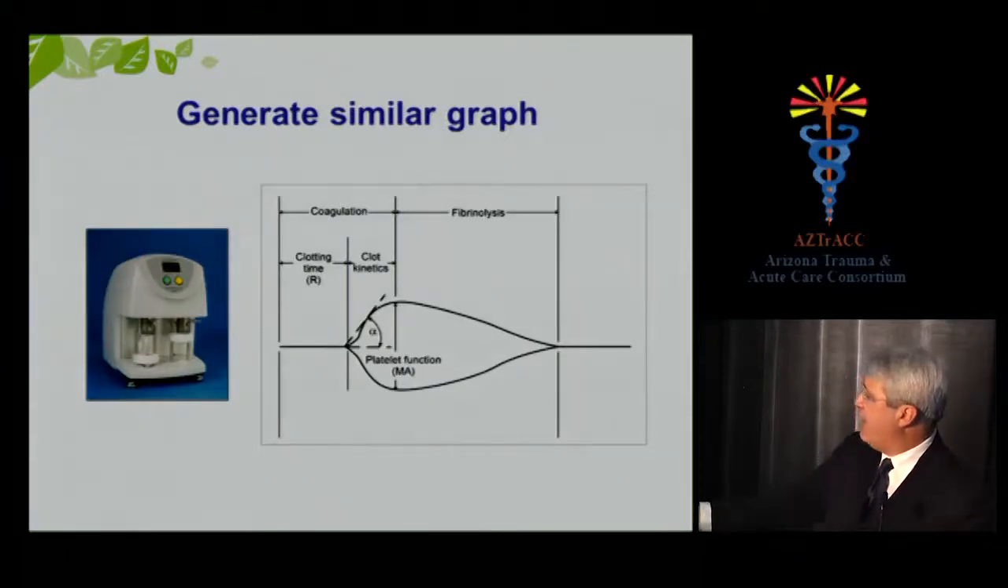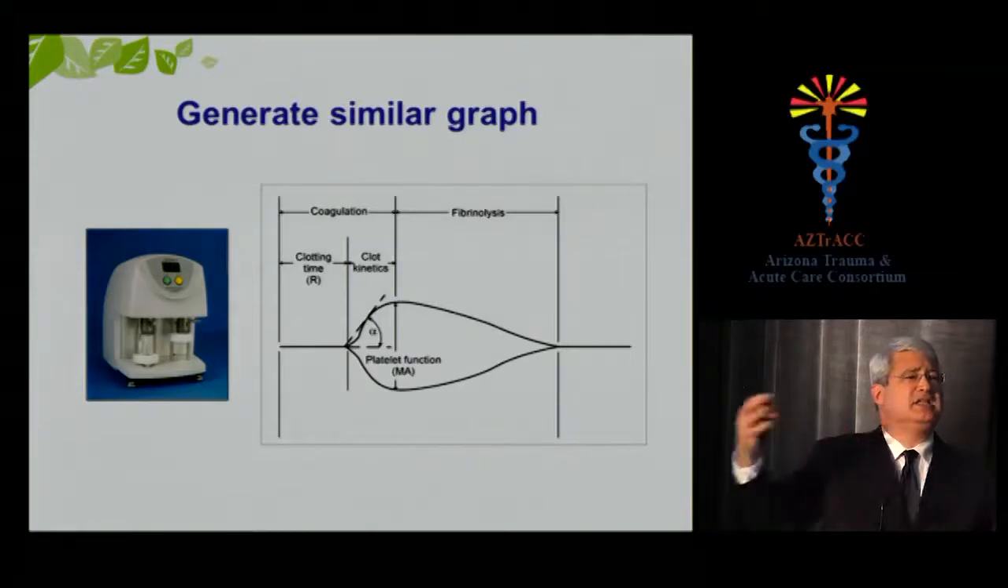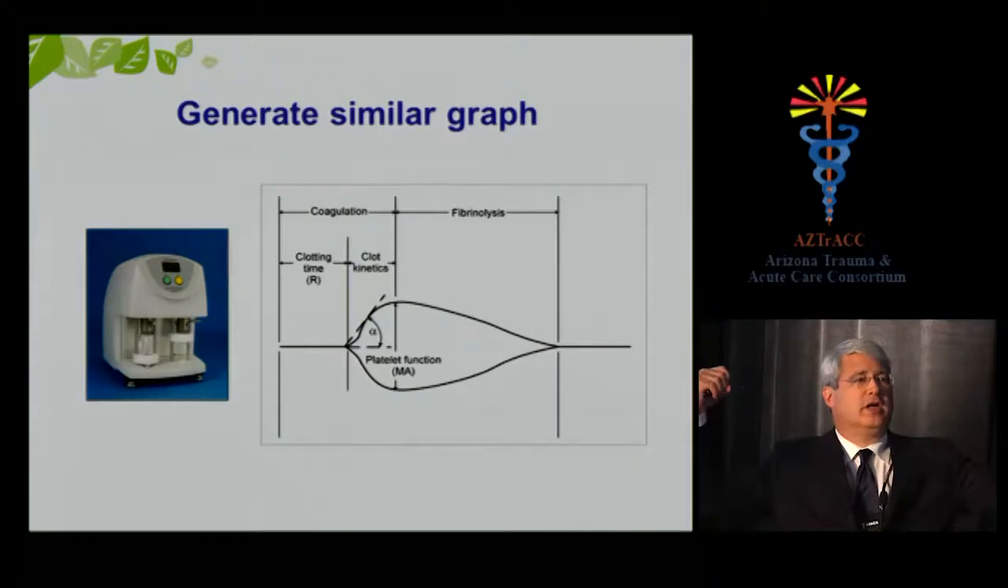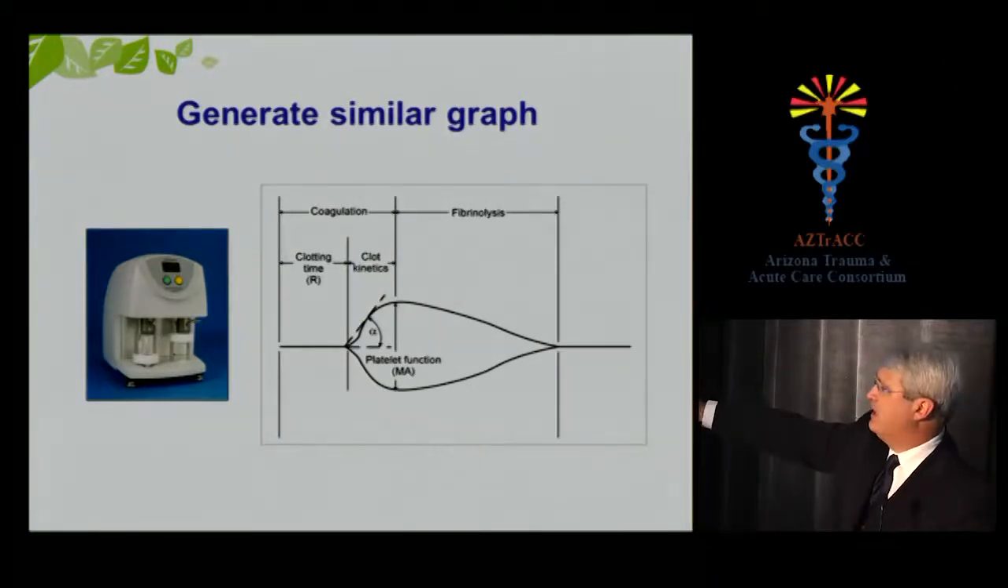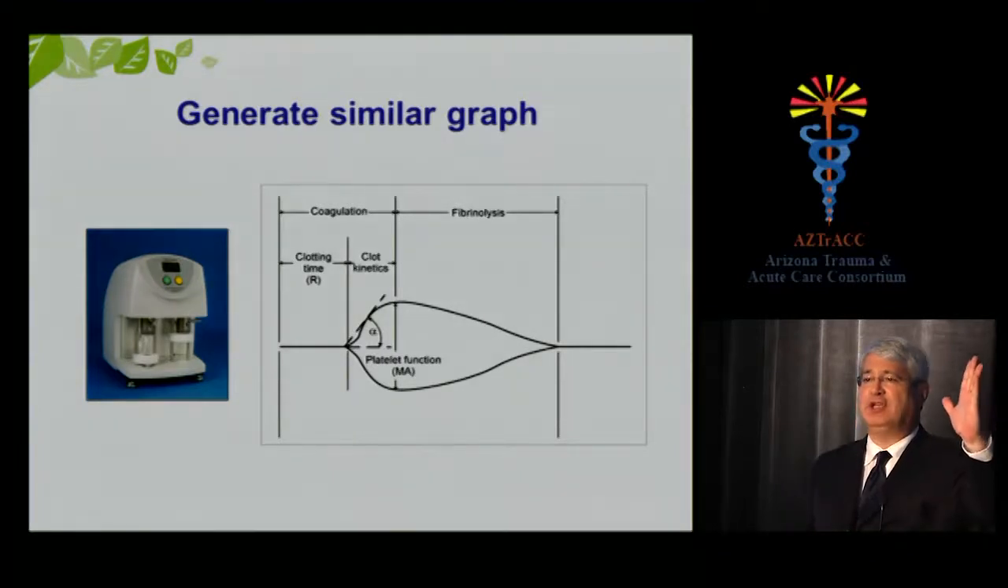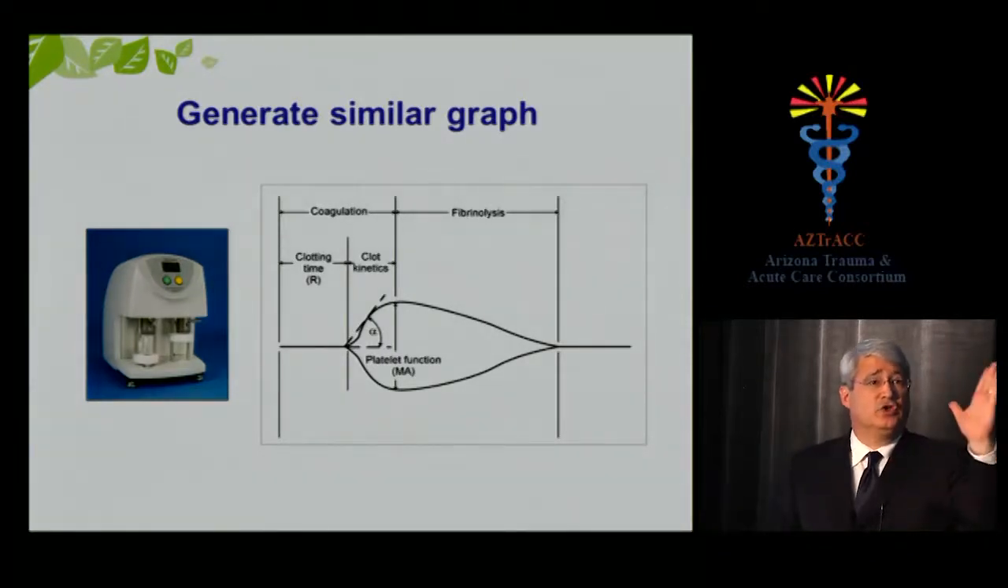And what you get is a graph. As you can see here, this is the graph from TEG. This is a straight line, so it means there's no resistance on the pin. The blood is liquid. Okay? As the clot starts forming, you start getting this line going up, and this shows how quickly the clot is forming. Then it reaches a maximum amplitude here, which means how strong the clot is, and then it shows how quickly the clot dissolves and becomes liquid again. So it shows you everything from initiation, propagation, amplification to lysis. Because it shows you the whole coagulation, you can know where the problem is.